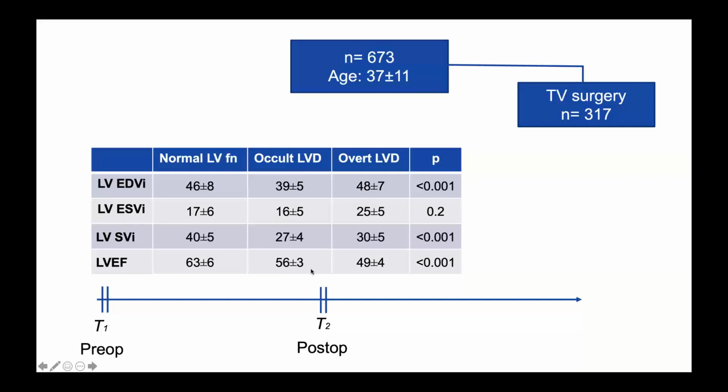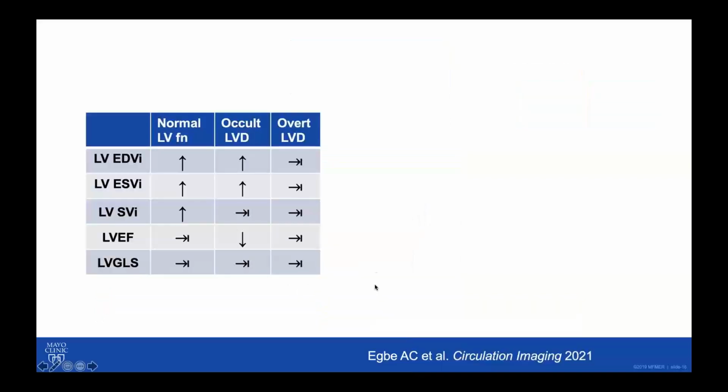The occult group is very interesting again. Their end-diastolic and end-systolic volume is smaller. So if you recall the case I showed you, you see that the septum is bowing to the left side, so there is underfilling of the LV. And the stroke volume is actually worse than what you find in the overt group. And of course, the EF is preserved. The EF is preserved because the denominator, which is end-diastolic volume, is low. So this is erroneously increased.